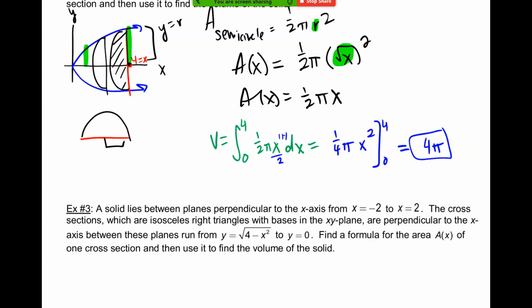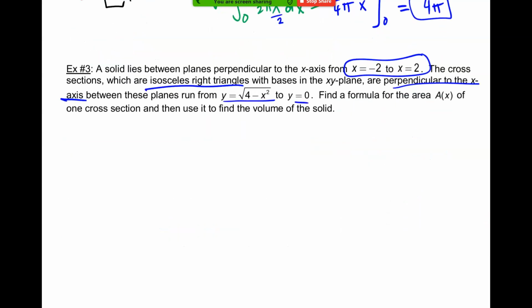All right. A solid lies between planes perpendicular to the x-axis from -2 to 2. Cross sections, isosceles right triangles. I highlight the important parts. Base is the xy plane perpendicular to the x-axis, so it tells us which way to go. So this is square root to 0. Find a formula. Okay, draw a picture.